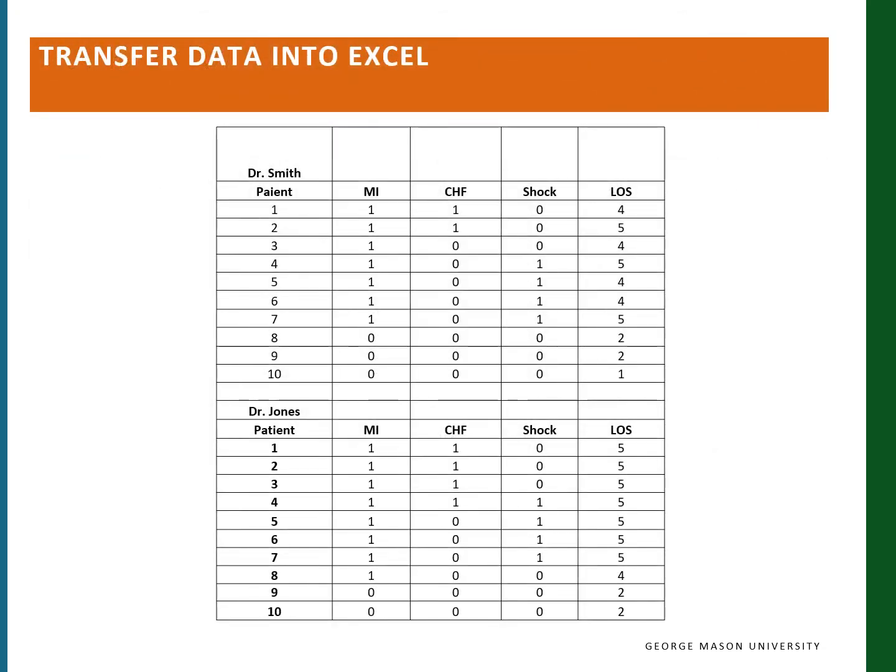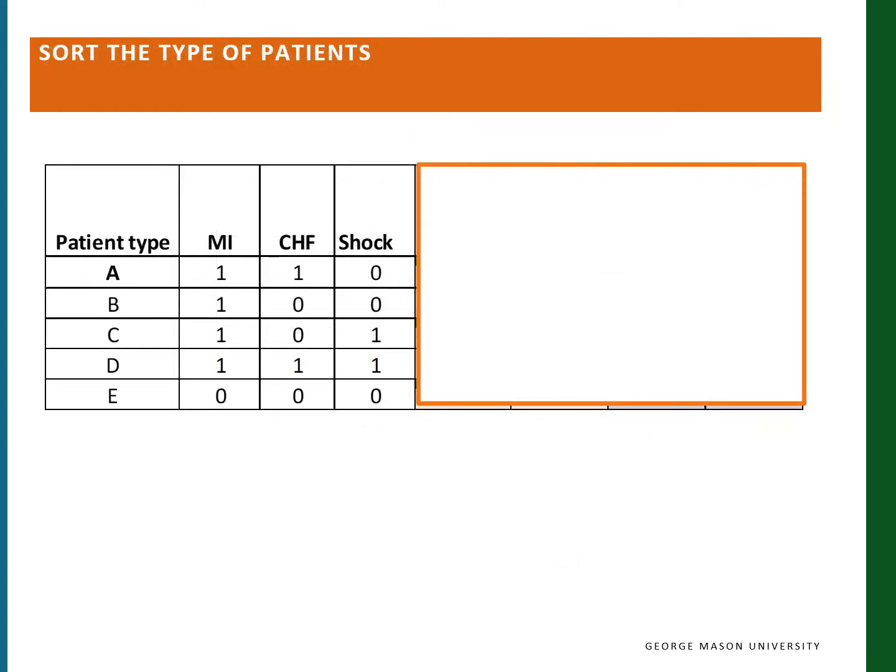First step is to plug in the data into Excel. The second step is to identify the type of patients. You have to skim through the data. For instance, you have a patient with a diagnosis of MI, CHF, but no shock. And you also need to find a patient with MI, but no CHF and no shock. And you identify a patient with MI, no CHF, and have shock, and so on. In total, you will have 5 different types of patients.